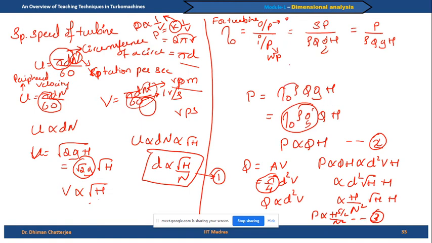Now again efficiency, rho and G are constants. So I am removing those constants and introducing the proportionality sign here. So that becomes, P is directly proportional to QH. Now what is Q here? Q is equal to A into V. Again, you have studied this in the continuity equation. Discharge is given by AV. So A is area, V is velocity. Area into velocity gives you the discharge.